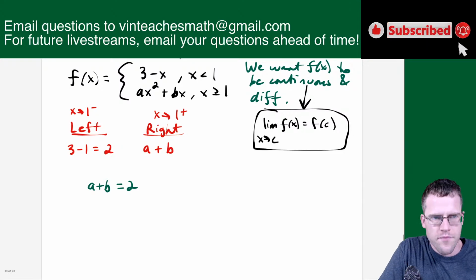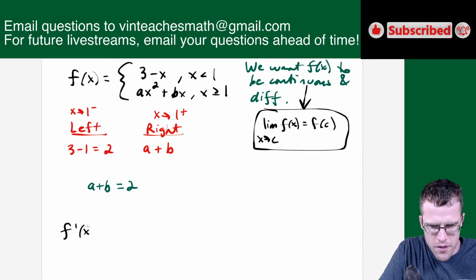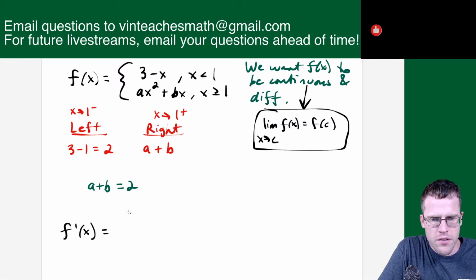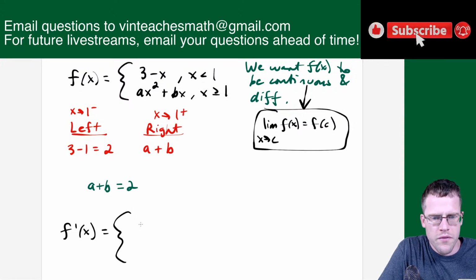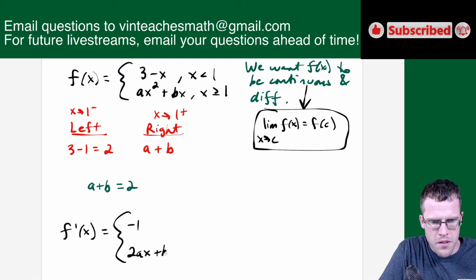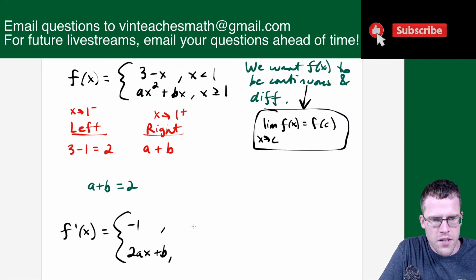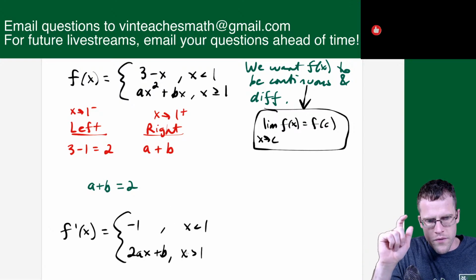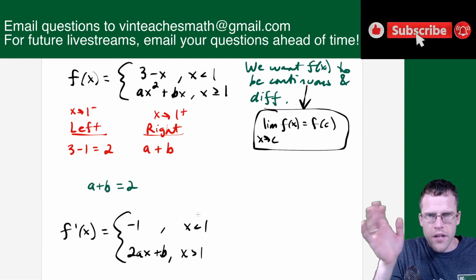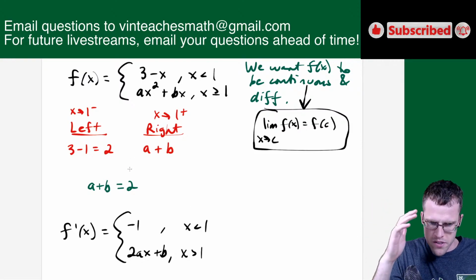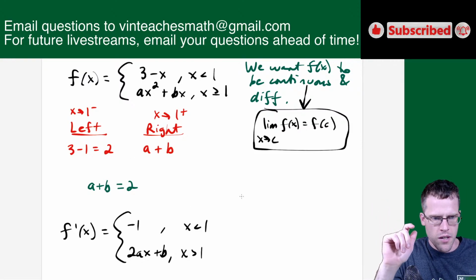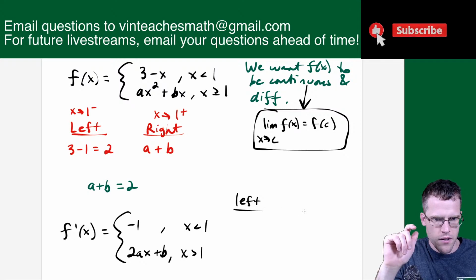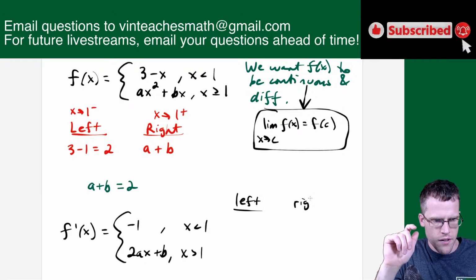What we could look at is f prime of x. And for f prime of x, we have the derivative is -1 for x less than 1, and it's 2ax plus b for x greater than 1, because the derivative is not going to be defined for any random value of a and b. We have to actually solve for that. But we're going to repeat the same process. So left side and right side.